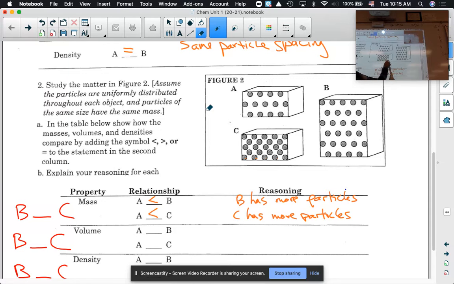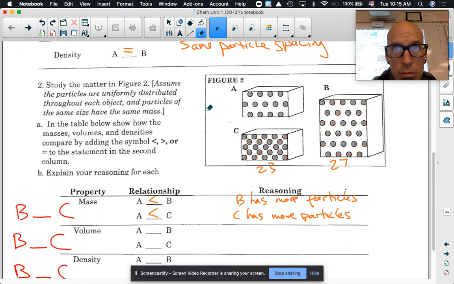1, 2, 3, up to 23. A bunch of little olives there. 1, 2, 3, up to 27. Well, there you have it. All we had to do is count, and it tells us which ones got more mass.